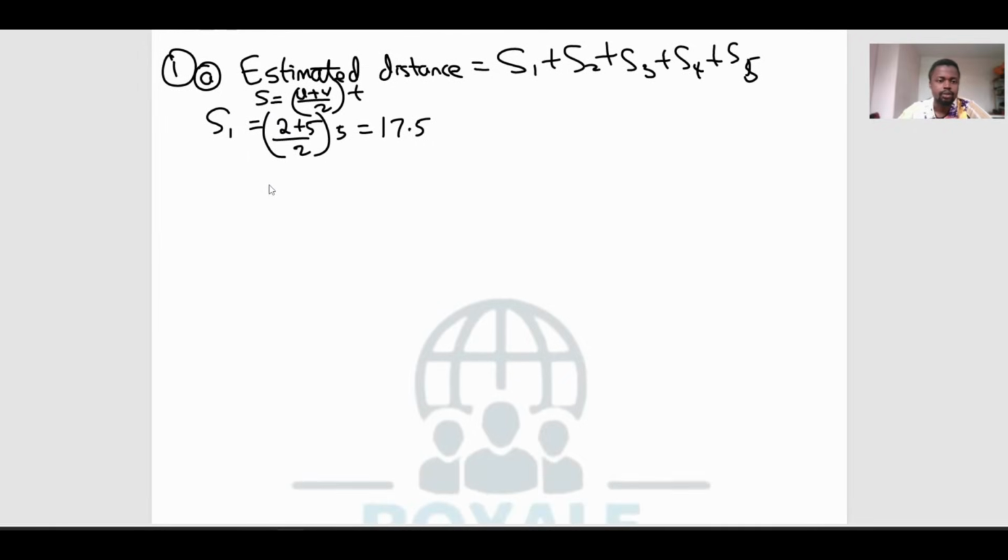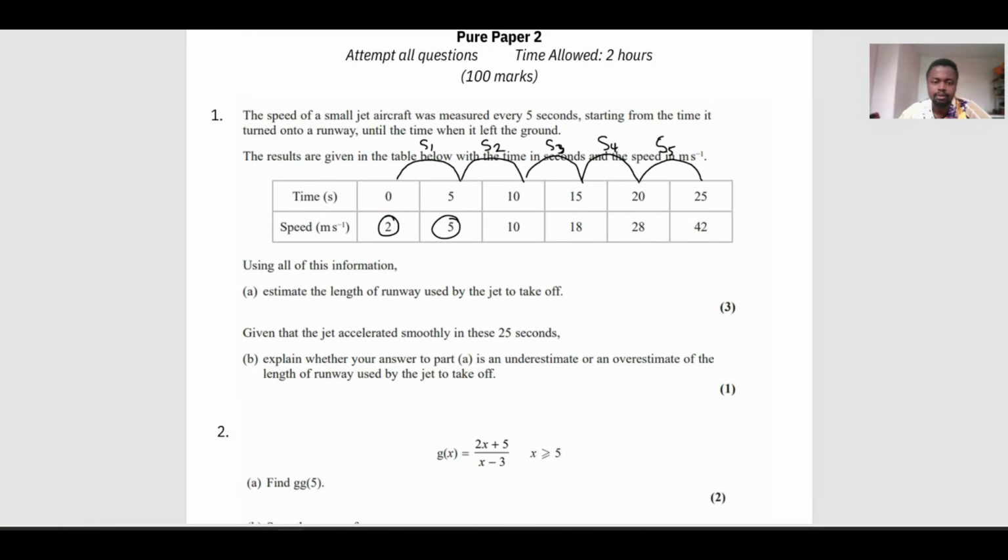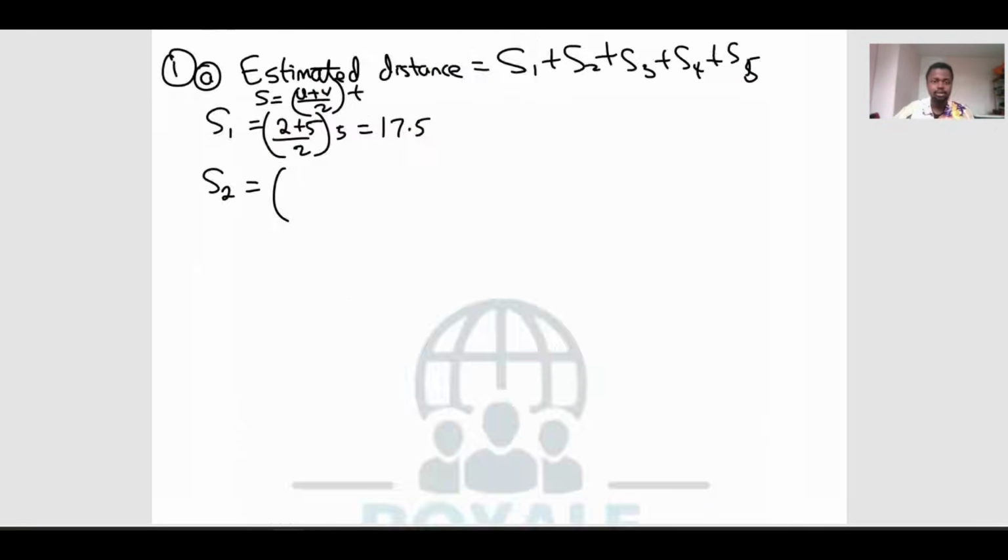That's for S1. Then for S2, we have the initial velocity, which is 5, and the final velocity is 10. What we are doing is finding the distance covered from time to time, and the time taken there was from 5 to 10, that's 5 seconds. So we have (5 plus 10) over 2 times 5. When we do that, that's 15 over 2, 75 over 2, we should have 37.5.